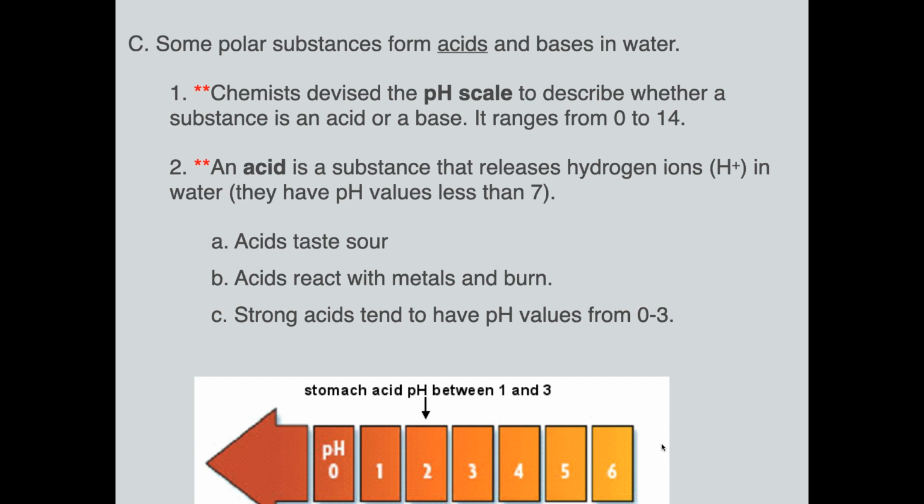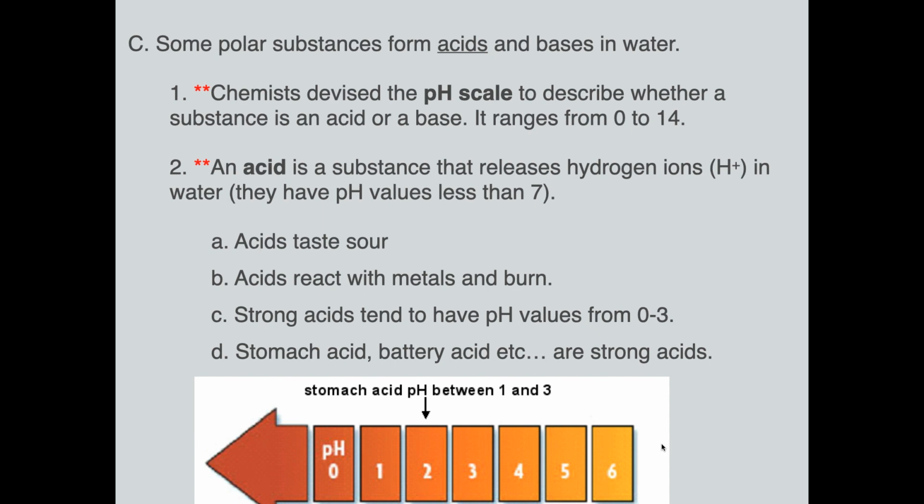Strong acids tend to have pH values between 0 and 3. And again, tend, this is a chemistry class. We're not going to go into the details of strong acids, but you kind of get the idea. Also, here are some examples. We have stomach acid, we have battery acid. Those are some examples of very strong acids.